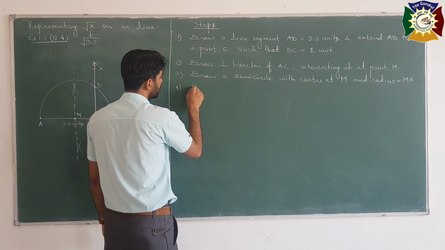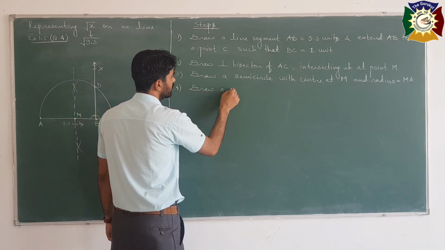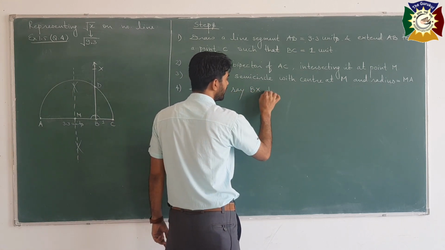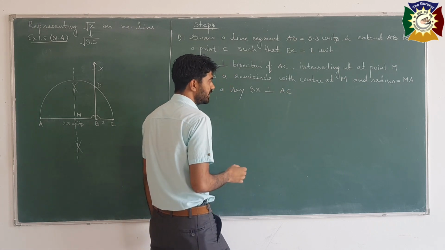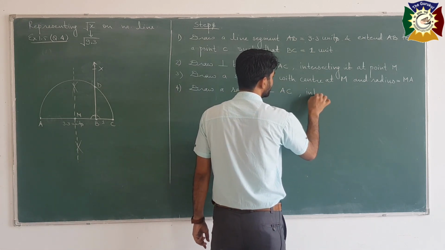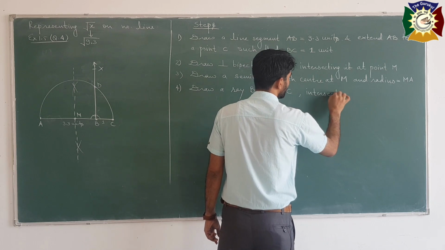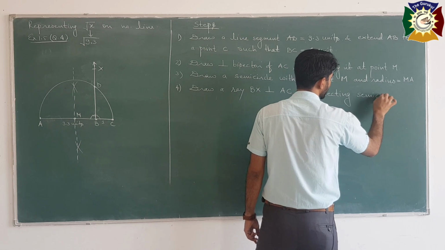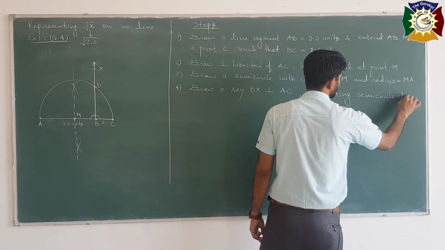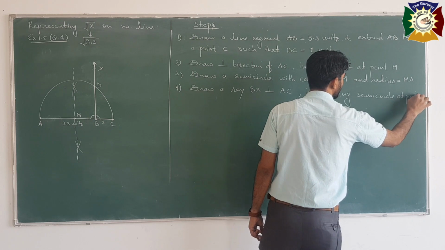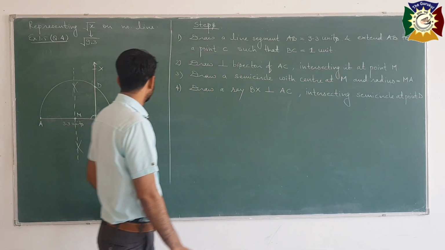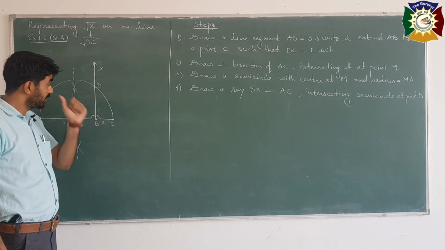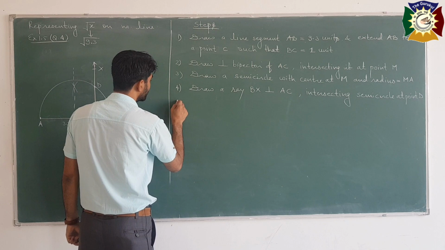So draw a ray BX perpendicular to AC intersecting the semicircle at point D. So it is intersecting this semicircle at point D. Okay. Next step is step number 5.